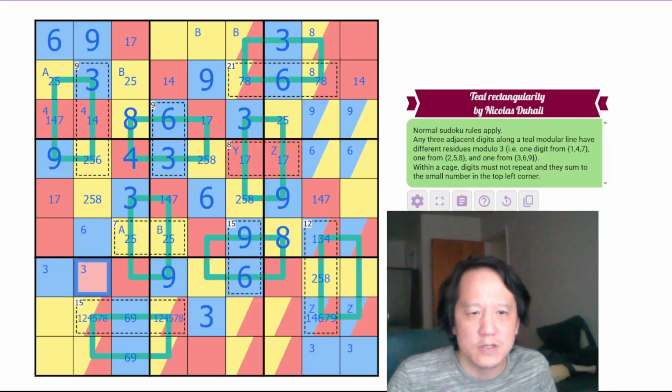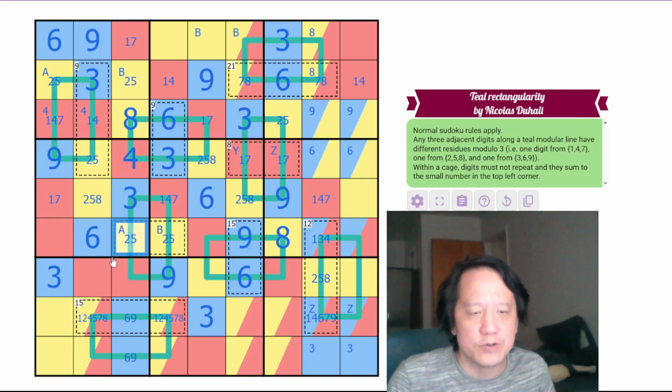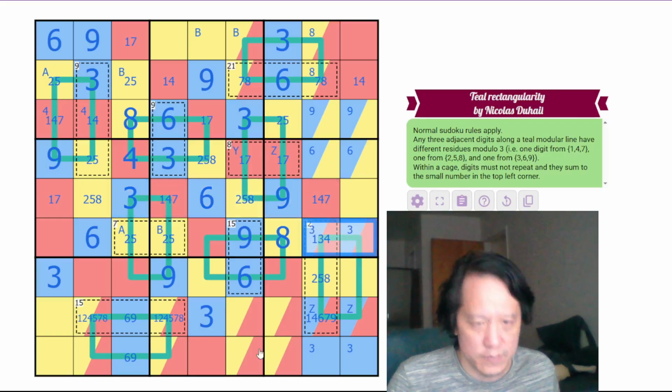So we can delete that. This is 3. That's 6. No more 6 here. It's 1, 5 or 2, 4. We don't know which. This is red here. Blue there. 3 has to be one of these two. I'm not sure which.